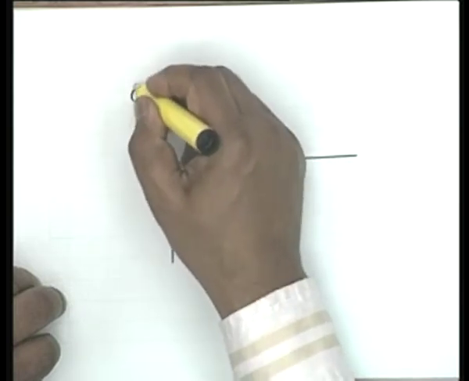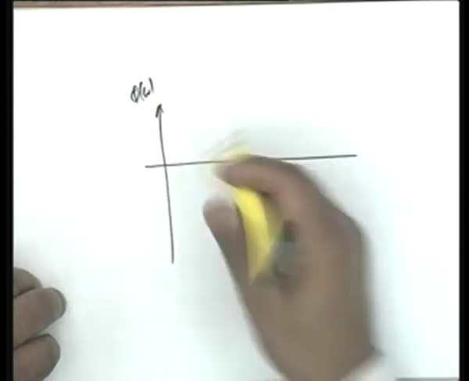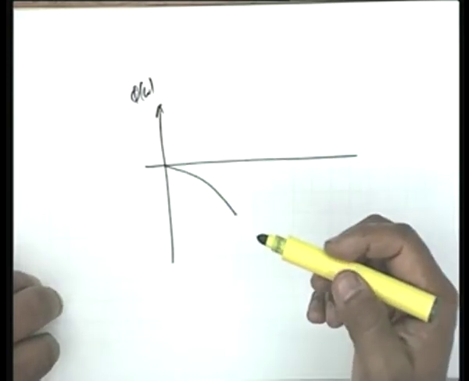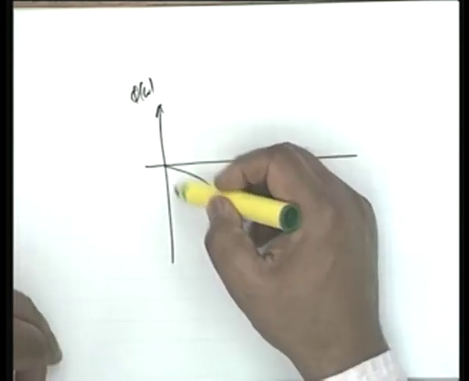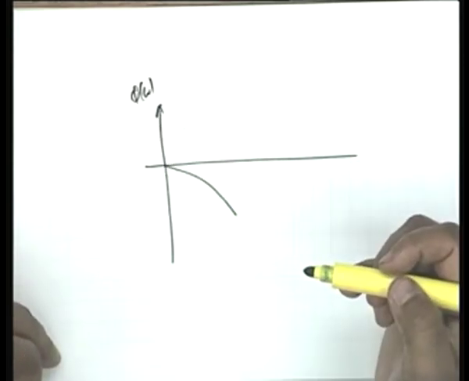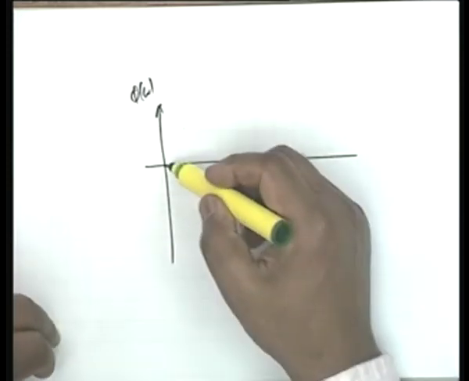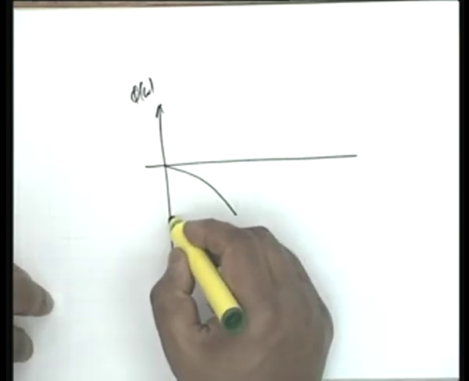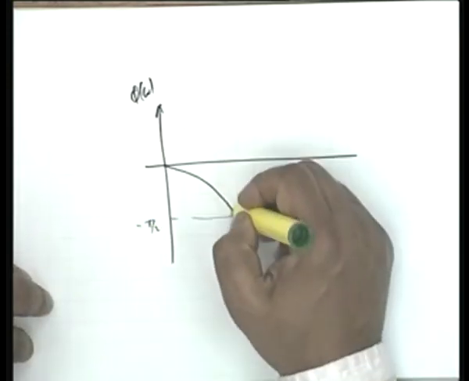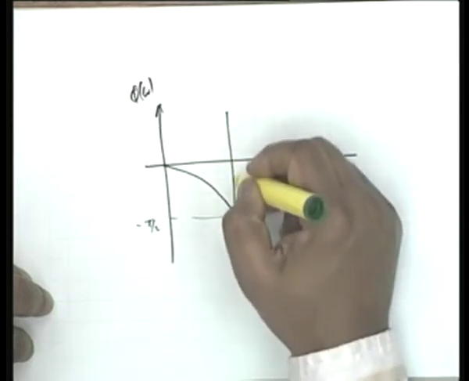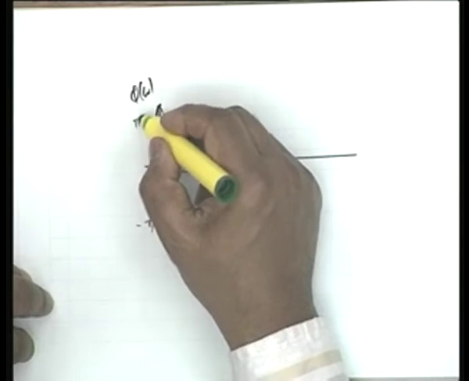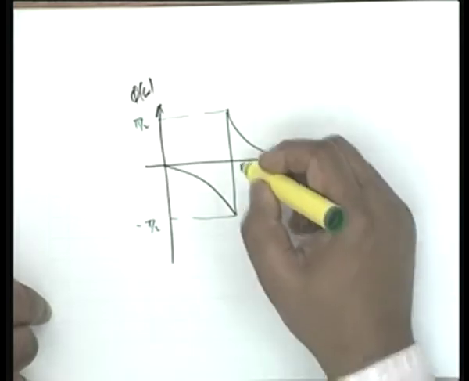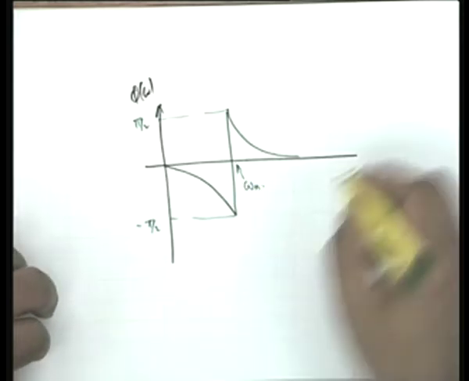Therefore, the phase plot phi omega would be like this. Now, there is a problem here about the curvature. Is it like this or like this? It's a plot of tan inverse, and tan inverse plot is always like this. Be clear about this. So, it goes to minus pi by 2. At omega equal to omega n, it goes through a phase change of 180 degrees, goes to plus pi by 2, and then again goes to 0. This is the phase plot. This frequency is omega n.